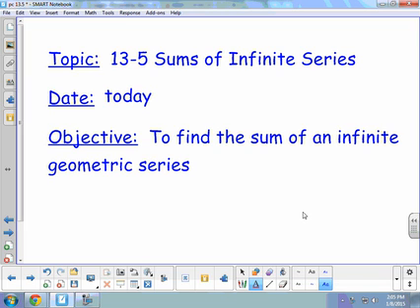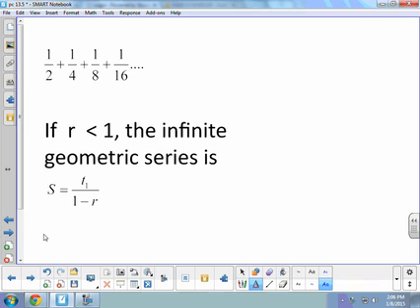Alright, today's topic is 3-5, sums of infinite series. Our objective is to find the sum of an infinite geometric series. Well, I'm sure you're asking yourself, what does an infinite geometric series look like? Well, here we have an example.